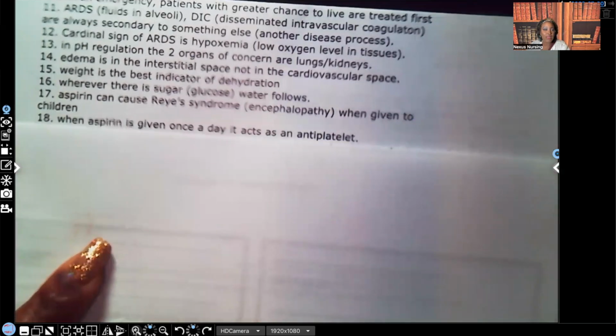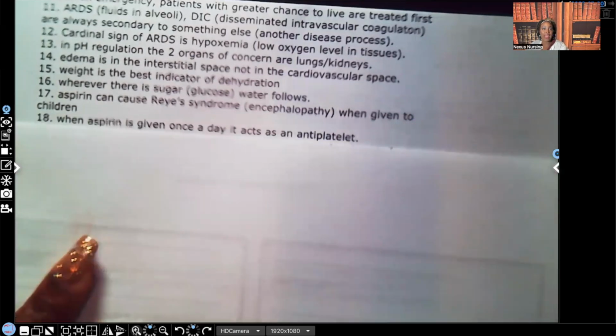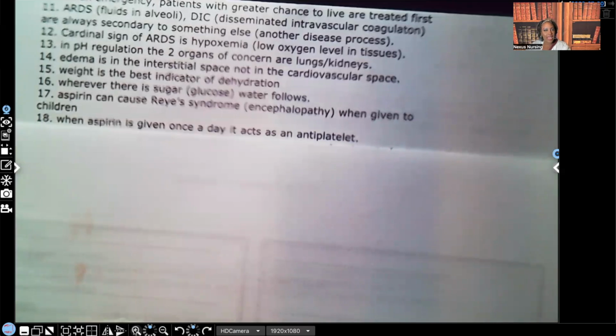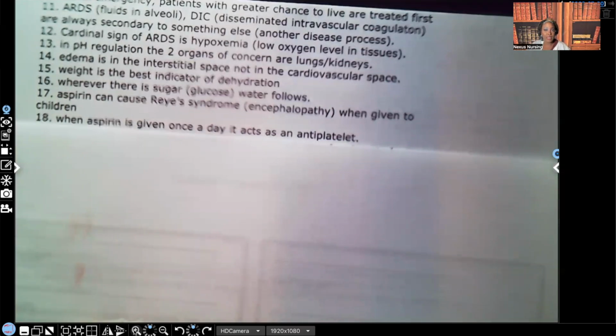Number 18, when aspirin is given once a day, it acts as an antiplatelet. Notice that it says antiplatelet, so it prevents those platelets from clumping up, forming a clot. It does not break platelets, right? So that's why a patient who has a history of MI or other heart conditions, the healthcare provider may order baby aspirin, the 81 milligram once a day, or maybe that patient has a history of AFib, to keep them from forming clots, but it does not break down platelets.